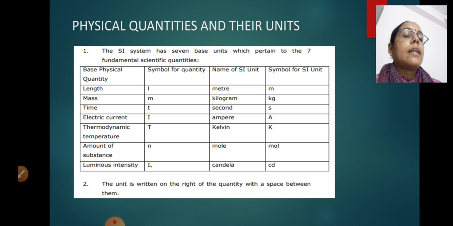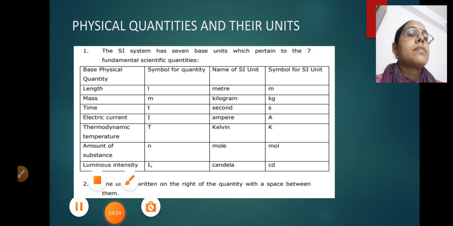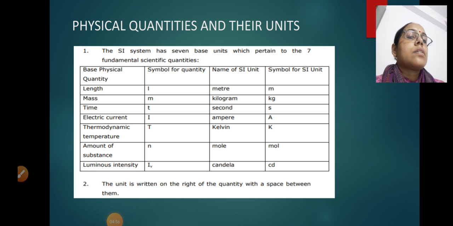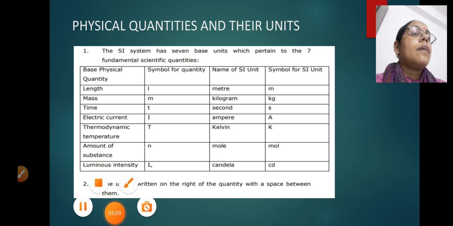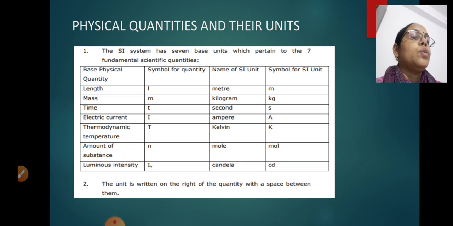And how is candela represented? Candela is represented by cd. So these are the fundamental scientific quantities, and their SI units are known as base units, and there are 7 base units with the fundamental physical quantities which are measured in those units. Okay, so these are the physical quantities and their measurement.